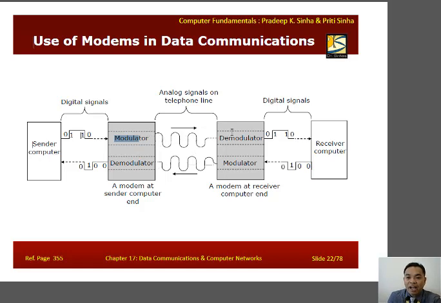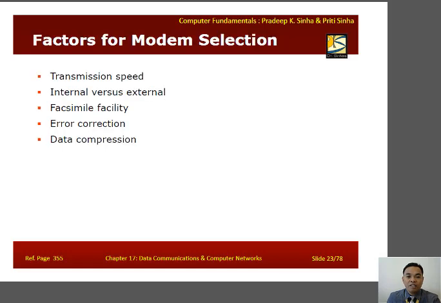Then on the other side, there is also a modem. This demodulator will convert the analog signal into zeros and ones so that it will go through to the receiver's computer. So that's the importance of a modem in data communication.